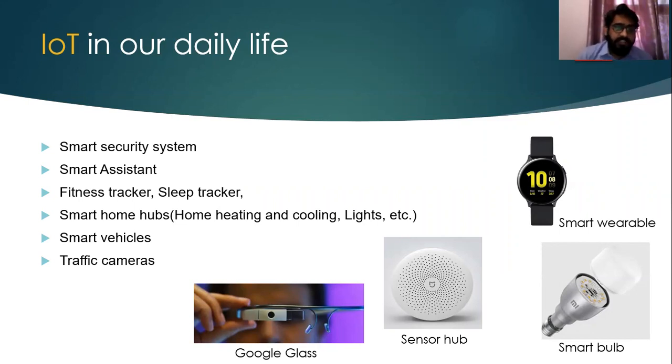Then we have a fitness tracker, sleep tracker. Almost everyone is using such products for their health-related issues. A fitness tracker, we also call it a smart band. So all those products belong to IoT.